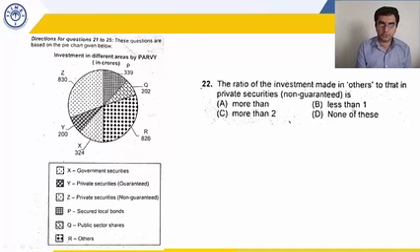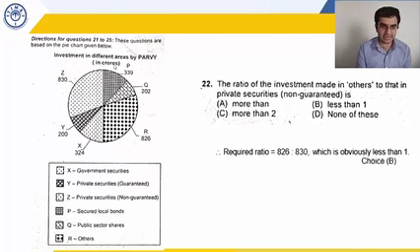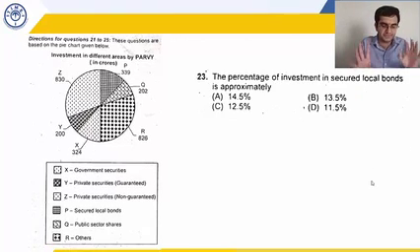Okay, so you want to compare others, that is here R, with private securities non-guaranteed Z. So the ratio of R with Z is going to be 826 by 830. 826 by 830 is obviously less than 1. So option B is the answer. Choice number B is the answer. Easy questions, really easy questions. Just you need good comprehension. What is the question saying? Next, question 33.